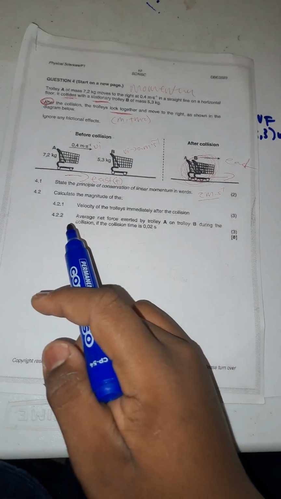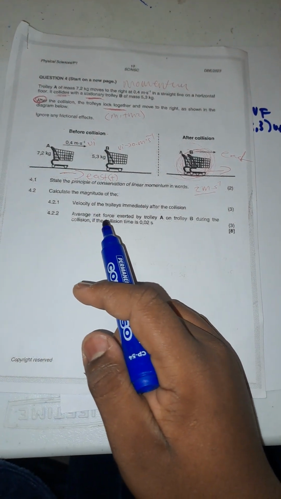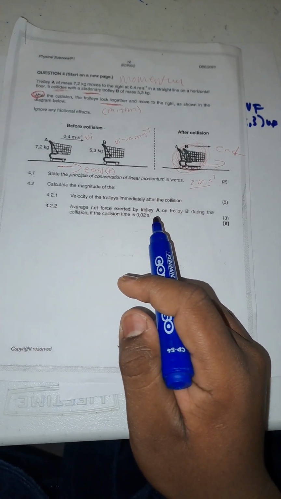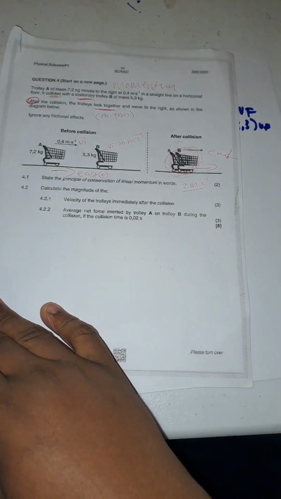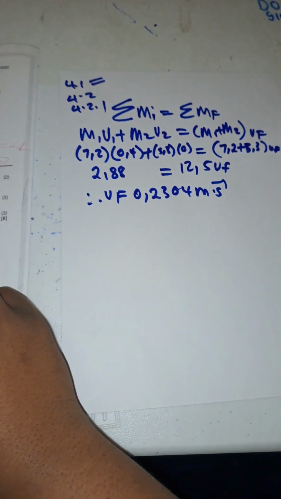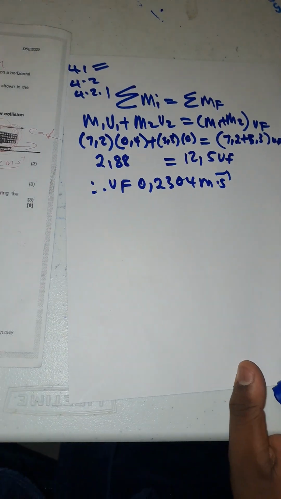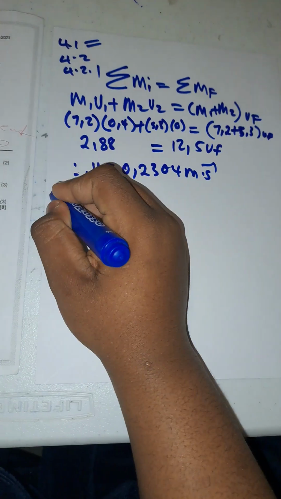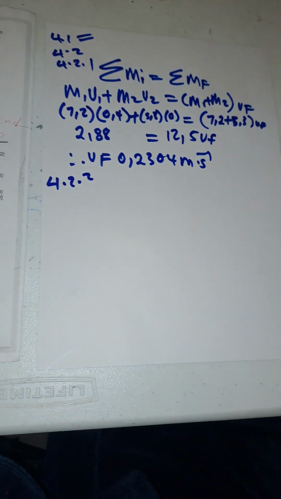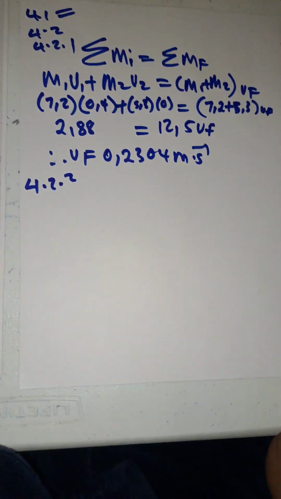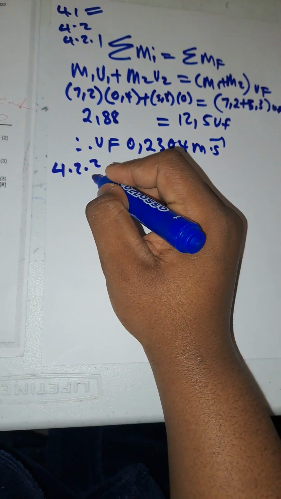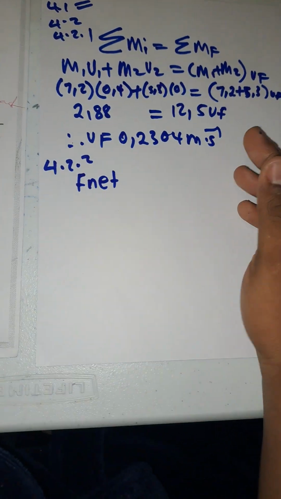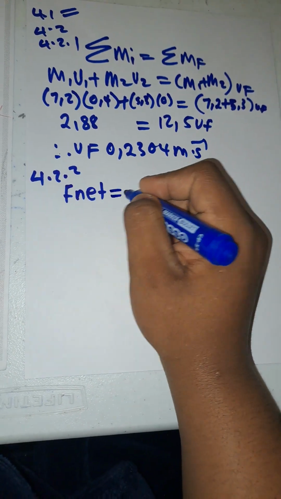It says 4.2.2, average net force exerted by trolley A on trolley B during the collision if the collision time is 0.02 seconds. So for this one, you can choose between trolley A and trolley B, but at the end of the day, you're going to get the very same answer. So I'm going to choose trolley B because its initial velocity was 0, so I'm not going to be getting negatives there. F net is the same value, but maybe this one will be positive, the other one will be negative, but you'll write it, guys.